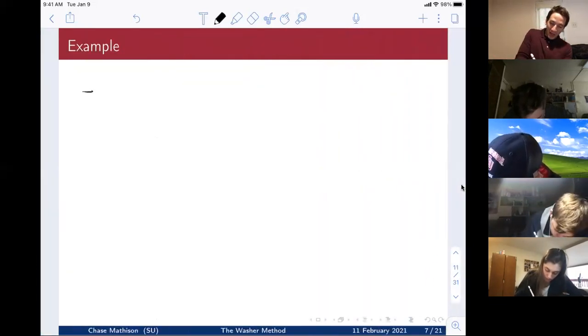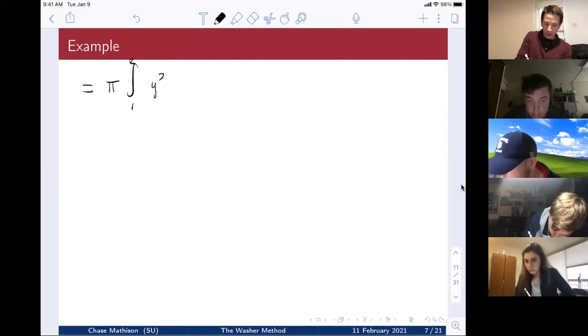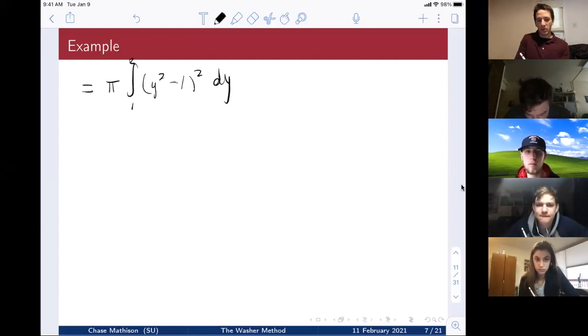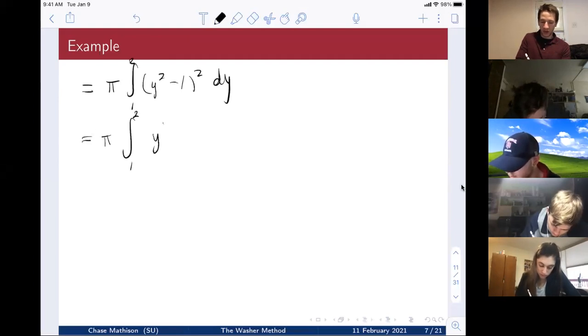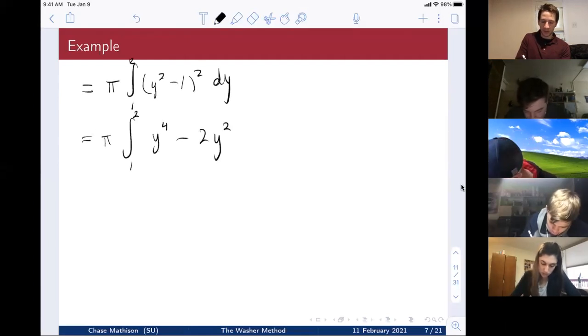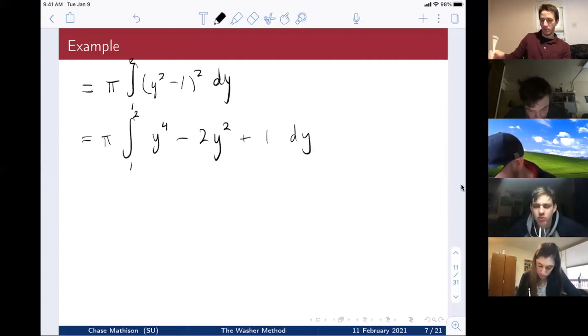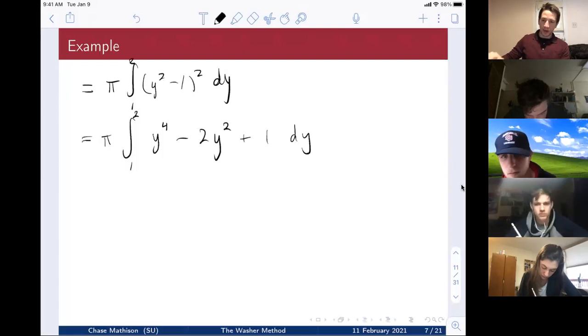So we end up with pi times the integral from 1 to 2 of y squared minus 1 squared dy. This one I'm going to square everything. So this is the integral from 1 to 2 of, when I square y squared, I get y to the 4th, and then minus 2y squared, so minus 2 times 1 times y squared, and then plus 1 dy. Everyone okay with that squaring?